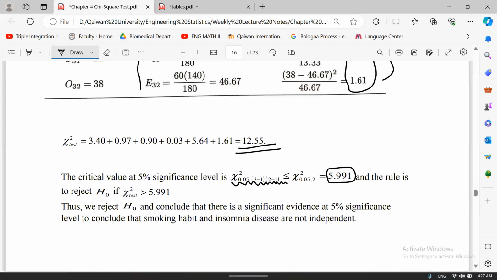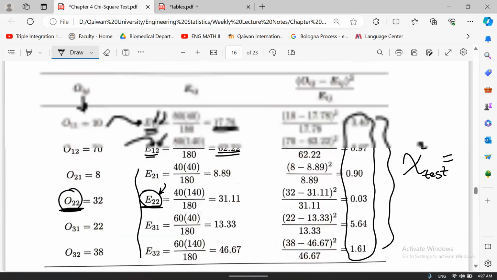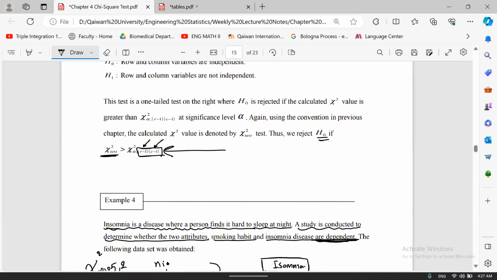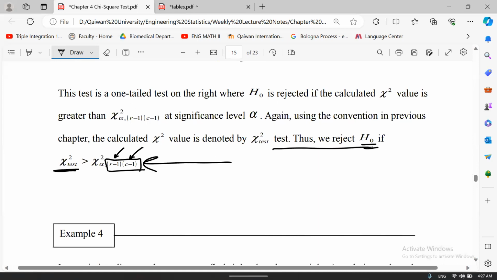We already said that if the chi-square test is greater than the chi-square from the table, we reject the null hypothesis. That's it. We reject the null hypothesis if the chi-square test is greater than the chi-square from the table. What if it's not greater? We accept it, and we say that the statement we have for the null hypothesis is true.